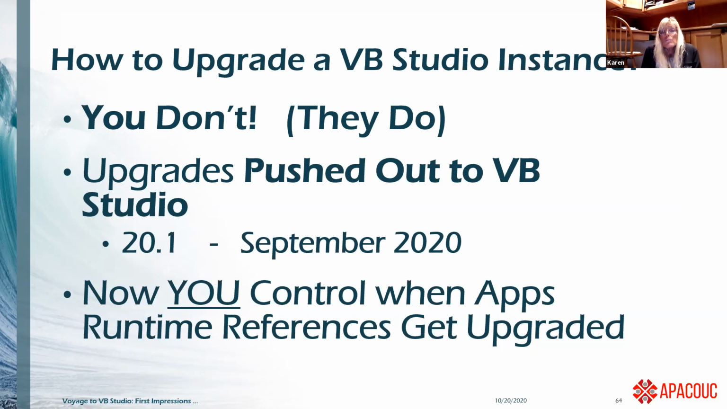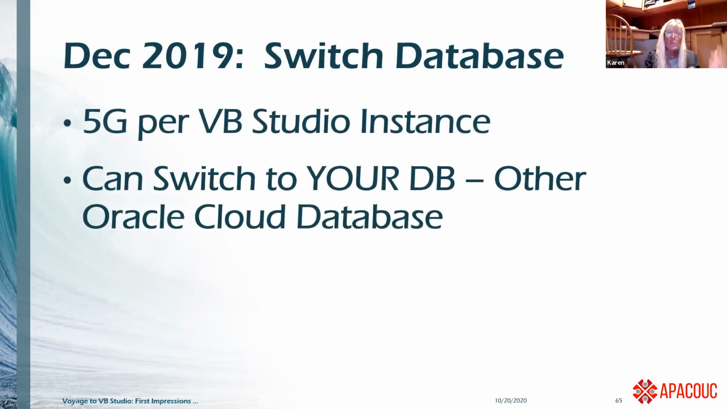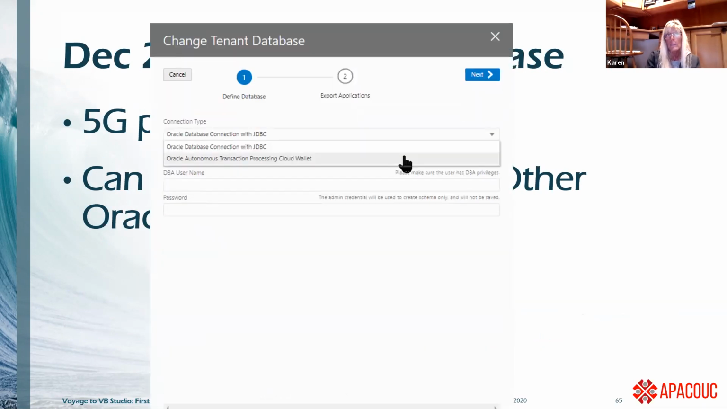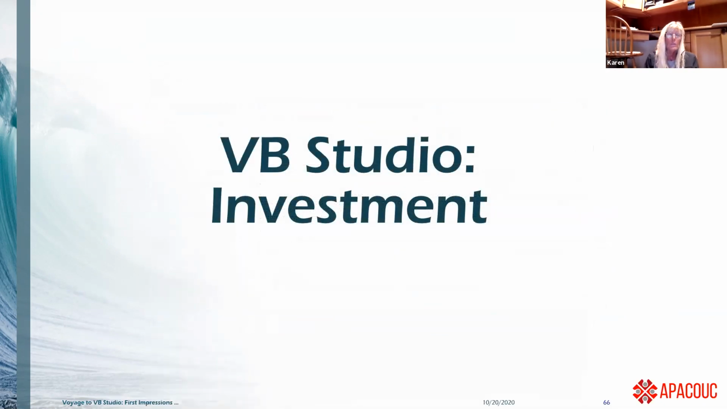How to upgrade? You don't, they do, they push it. But as of this 20.1 release, now you can control when the runtime references in your apps get upgraded. So if they upgrade the Jet version, and you don't want to upgrade the Jet version in your particular application, you don't have to. So that's really cool. You can switch from the Visual Builder default database to your own database, be it autonomous or cloud, and that's just really 2 or 3 steps, and that's done. Most people building extensive apps with Visual Builder Studio would do that.